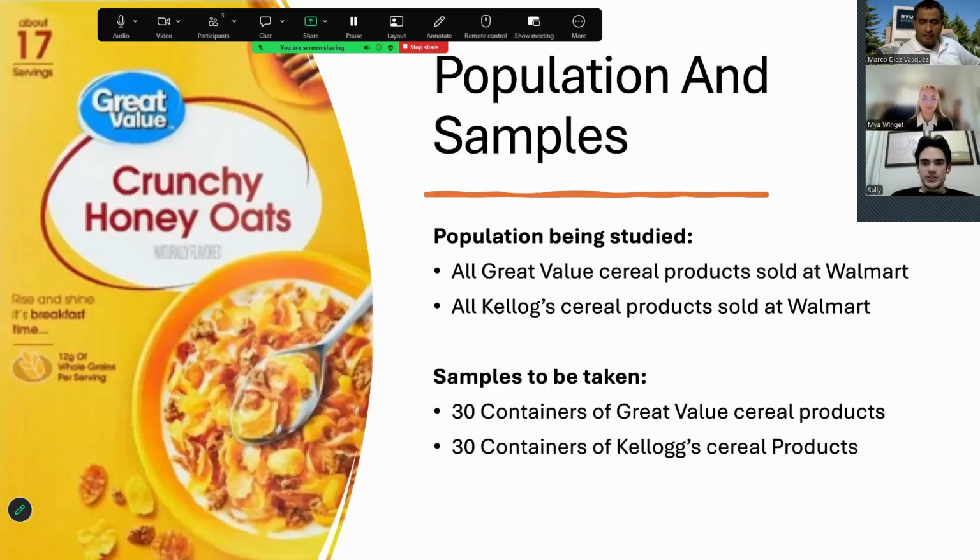For our population being studied, we'll be studying all Great Value cereal products sold at Walmart and all Kellogg cereal products sold at Walmart. The samples that we will be taking will be 30 containers of Great Value cereal products and 30 containers of Kellogg's cereal products.